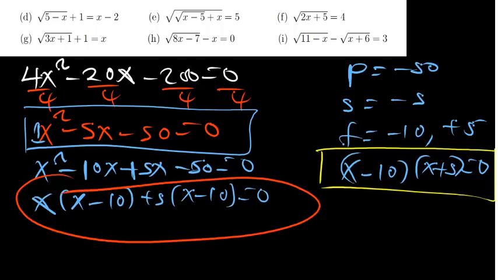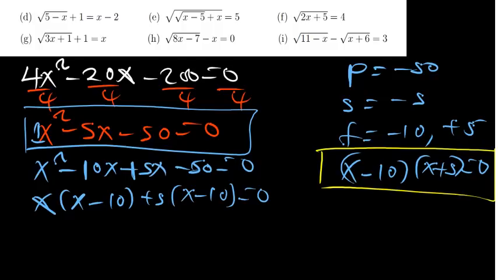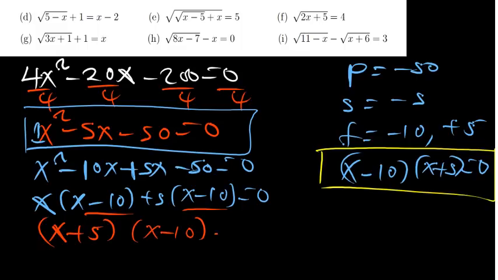Yes. Okay. So here, since these are the same, I'll pick one. I'll just say x plus 5, then x minus 10 is equal to 0. I'm going to have x plus 5 is equal to 0, comma, x minus 10 is equal to 0. I solve for x.